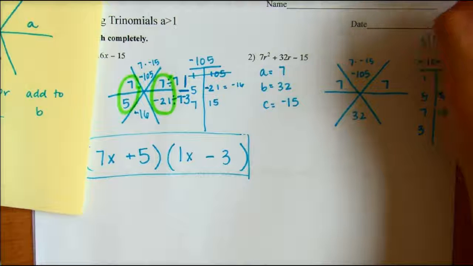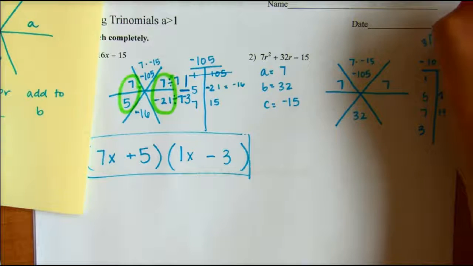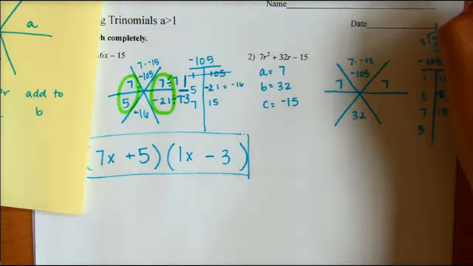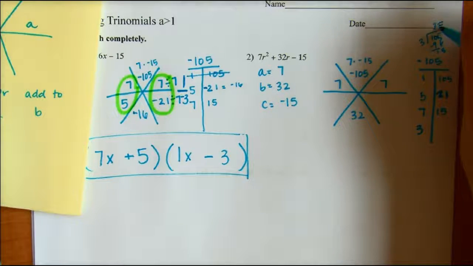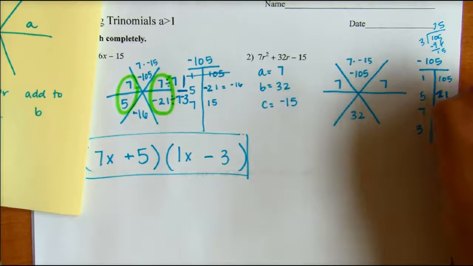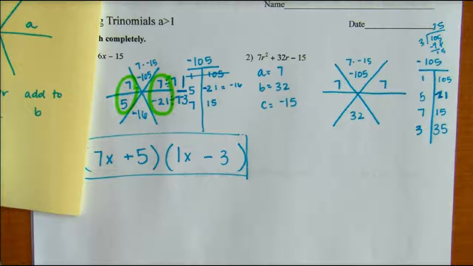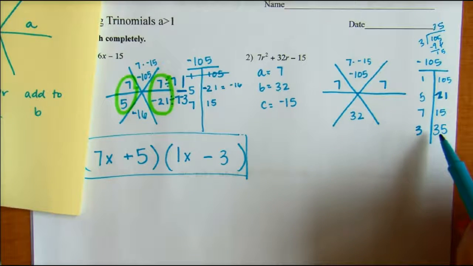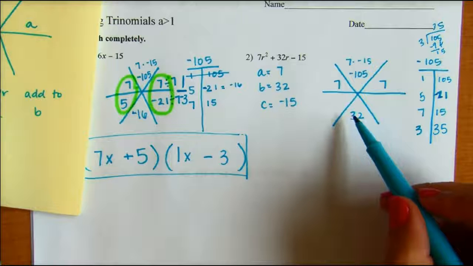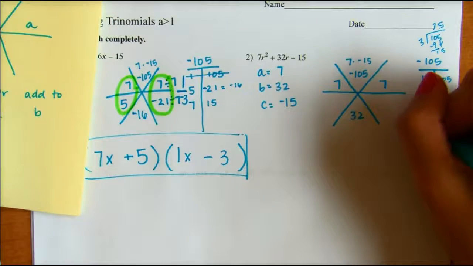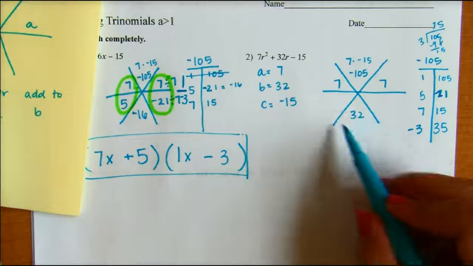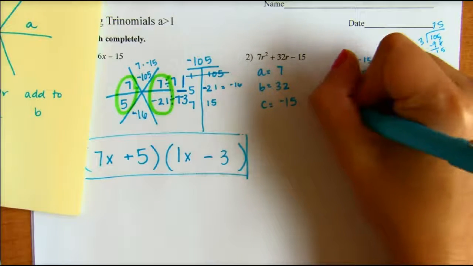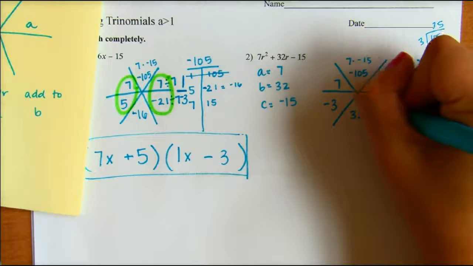3 goes into 10 3 times. So I've got 9, subtract, I bring down a 1, carry down my 5. 3 goes into 15 5 times. So 3 times 35 will get me to 105. And if 3 is negative, negative 3 plus 35 will get me to a positive 32. So those are going to be my two factors, negative 3 and a positive 35.